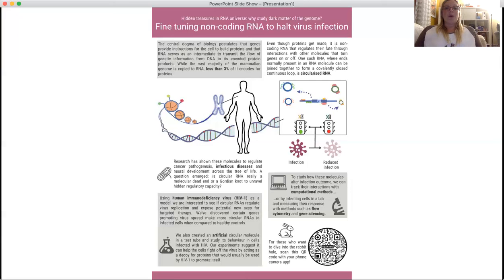If you want to learn more about the hidden universe of circular RNAs, you can scan this QR code in the lower right corner and dive with us into the rabbit hole.